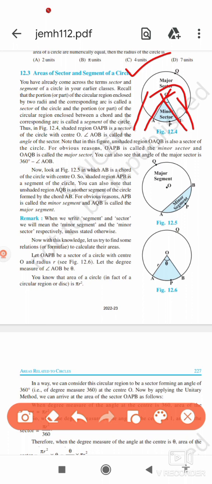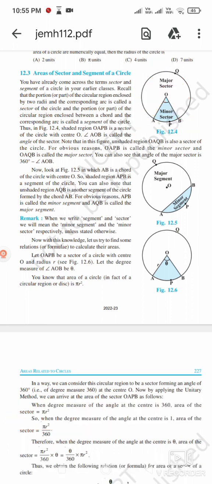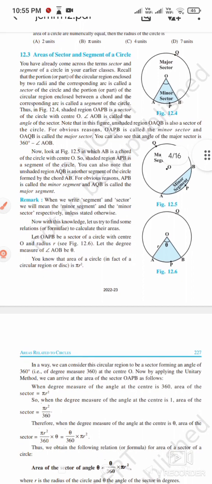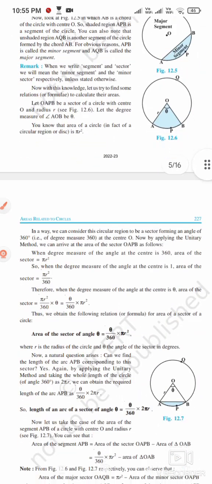Part it out, then the smaller part is called the minor sector and the major part is called the major sector. Whereas a segment is, if I draw a chord, the smaller portion is known as a minor segment, and the major portion is known as a major segment. Okay, so when I do this, how do I find out the area?